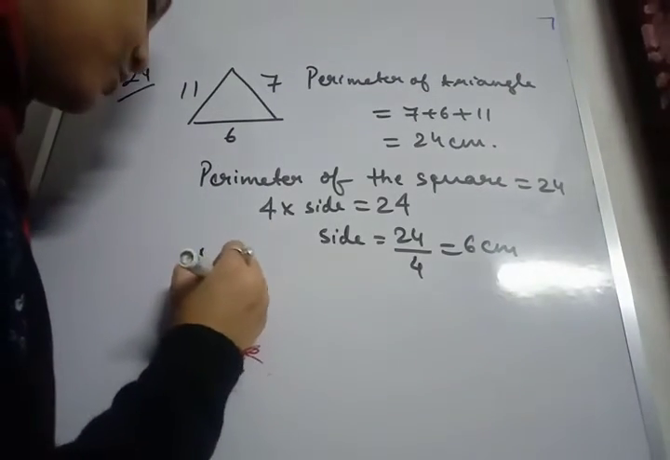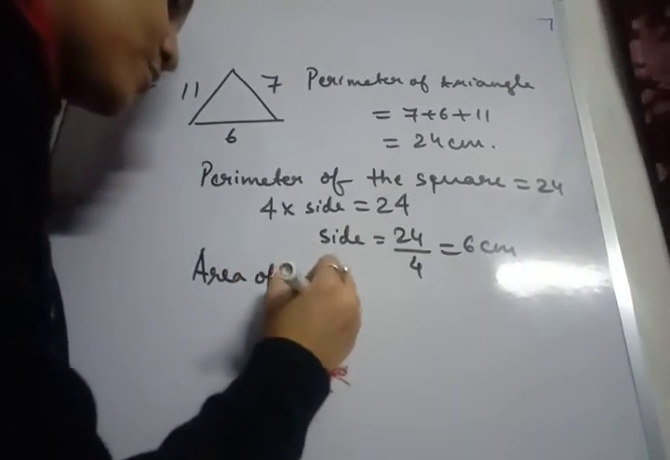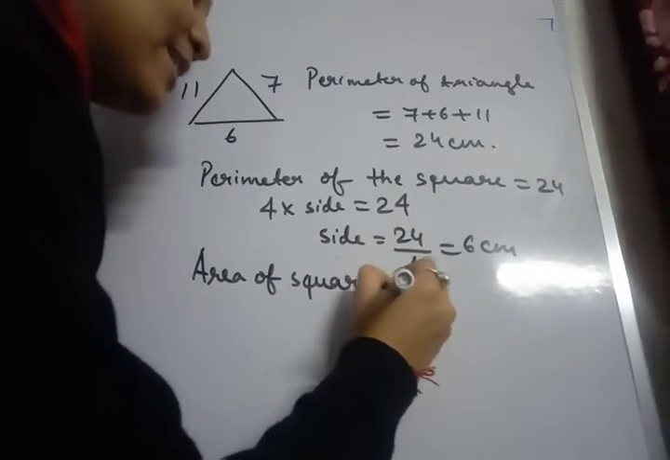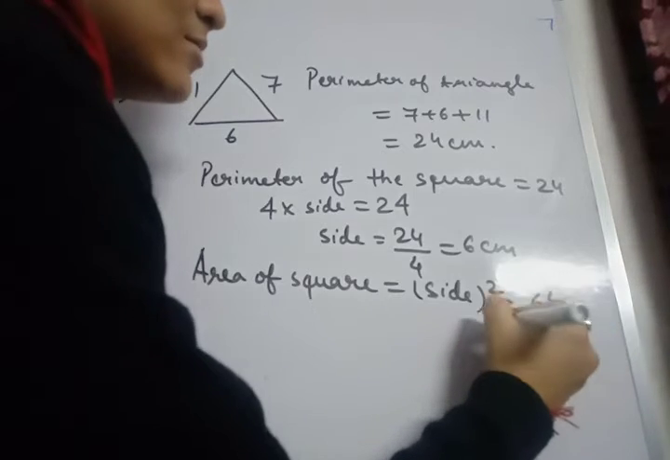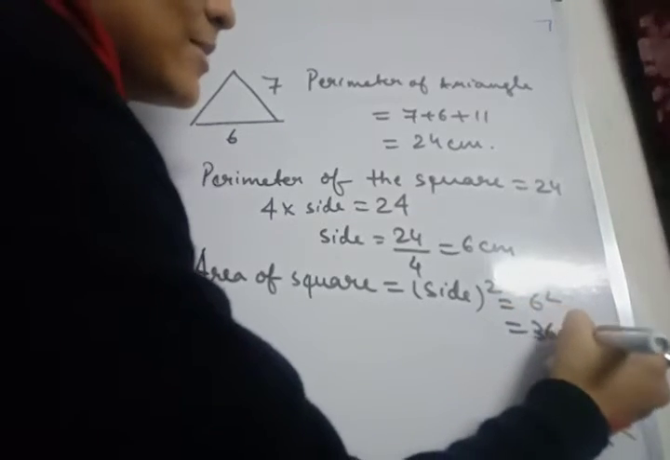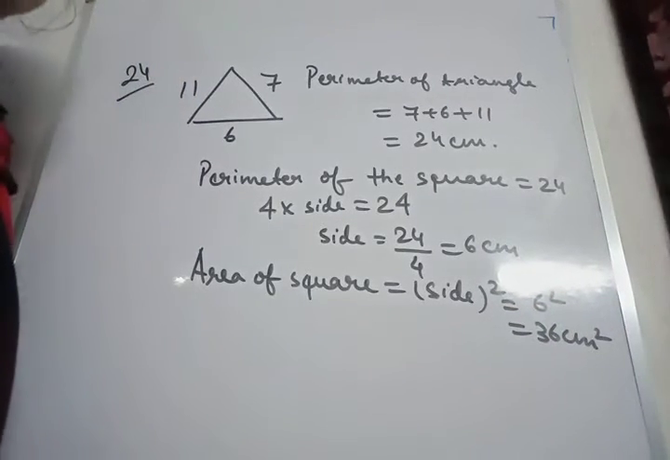So area of square equals to what? Side into side, or I can say side square. So 6 square, that is 36 centimeter square, or 36 square centimeter.